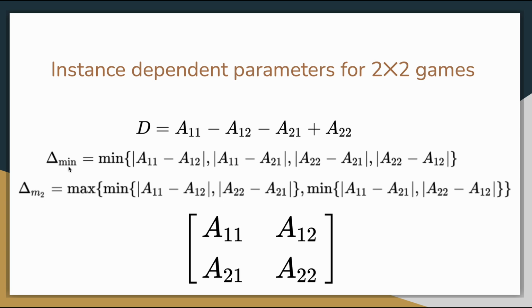Next is a parameter which we call Δ_min, where we take pairwise absolute differences and then take the least among all of them. The last parameter is Δ_m2, where we consider pairwise distances of rows and similarly pairwise distances of columns, take the minimum among them, and then consider the maximum of both of them. To be precise, you take the minimum of a11 minus a12 and a22 minus a21, and similarly you take the minimum of this and this, and then you take the maximum of both of them.